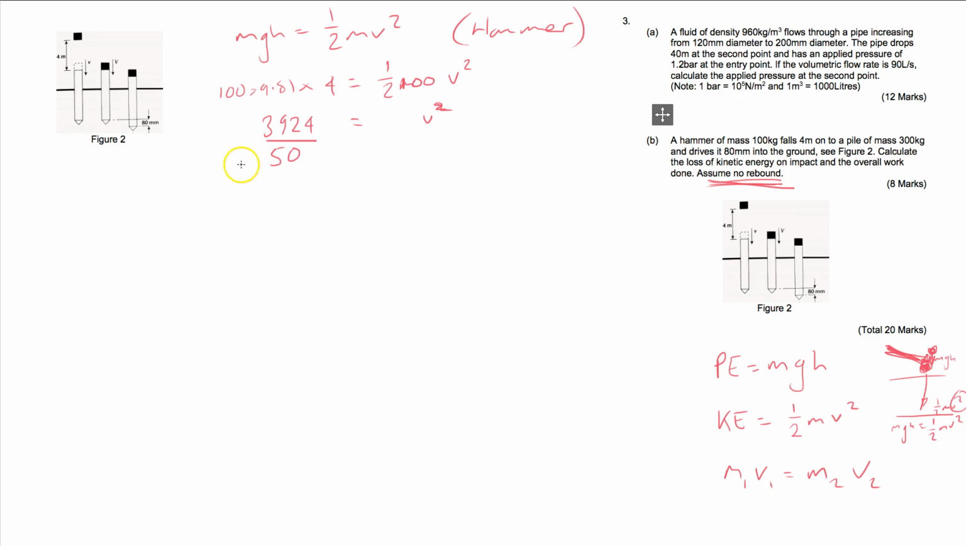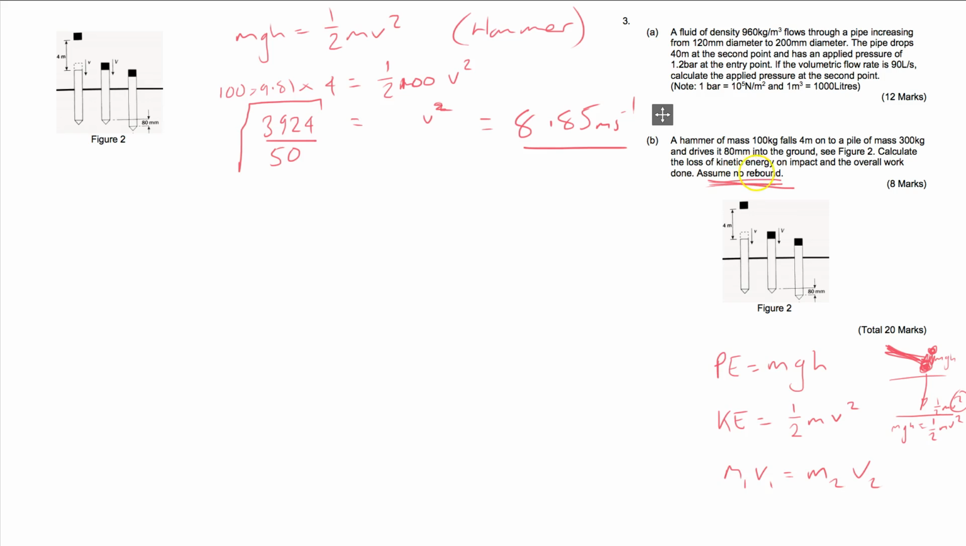And then square root that to find V. And we find out that velocity is equal to 8.85 meters per second. Now that's the speed of the hammer when it actually impacts in this first case here. We're trying to calculate the loss of kinetic energy overall.